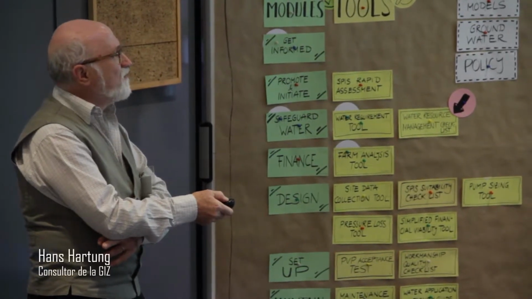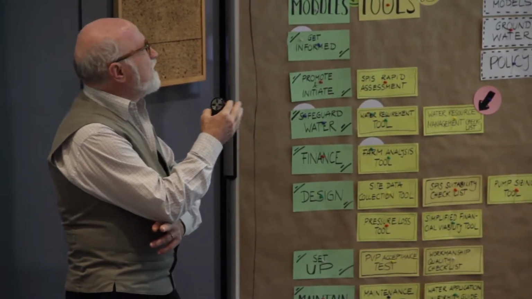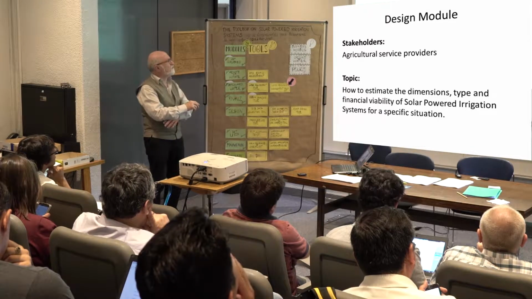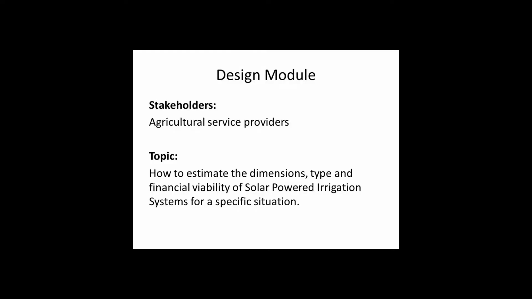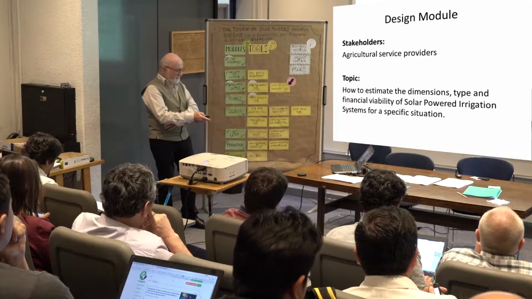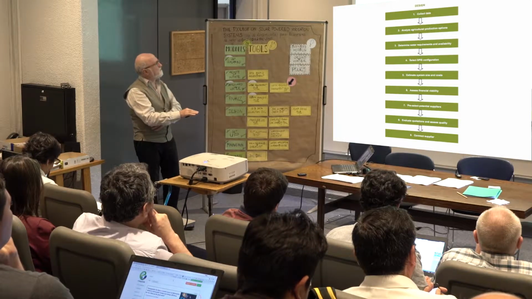First, we'll briefly look at the module. Stakeholders for the modular agricultural service providers is a very broad term. That could be, for example, these extensionistas we just talked about. And the idea is now how to estimate the dimensions, type, and financial viability of solar-powered irrigation systems for the specific situation you are interested in, or the farmer is interested in. And this is the flow, how it will develop.